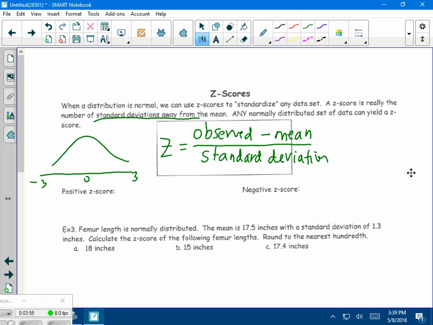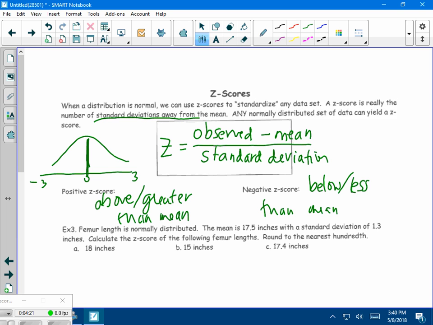And that will tell you how far above or how far below the mean it lies. You've got to remember the mean is dead center. That's where your mean is. So a positive z-score just means that you are above or greater than the mean. A negative z-score, you're going the opposite. So you are below or less than the mean.